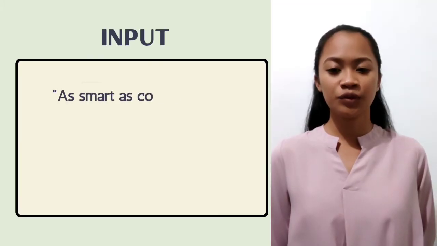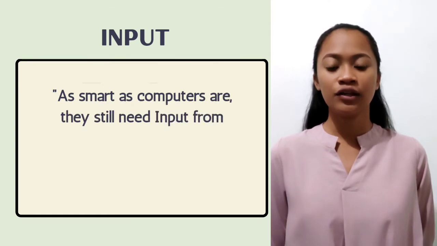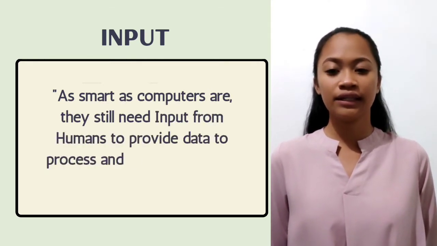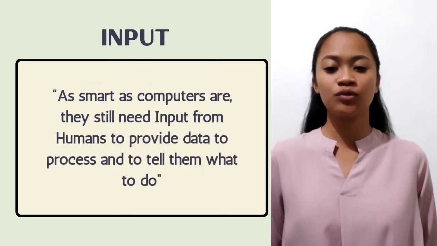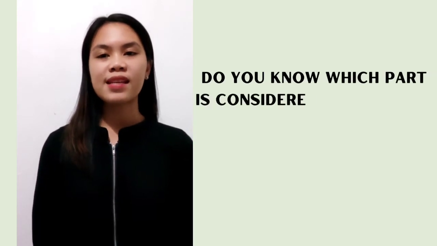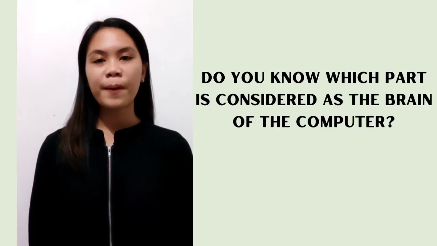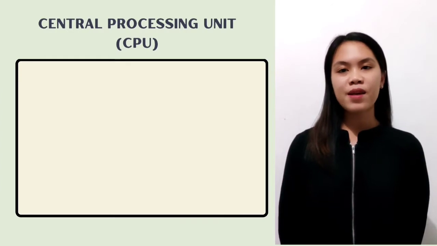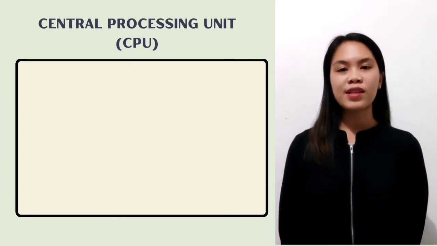As smart as computers are, they still need input from humans to provide data to process and to tell them what to do. Computers today accept input from a variety of devices such as keyboard, mouse, scanners, microphones, and webcams. Do you know which part is considered the brain of the computer? That is the CPU, or the Central Processing Unit.